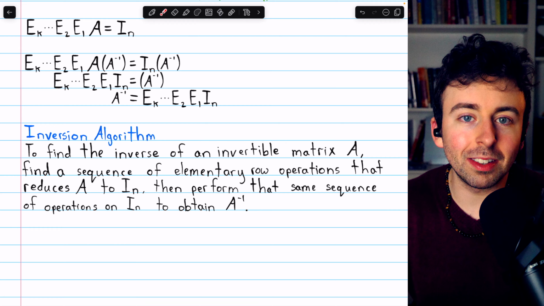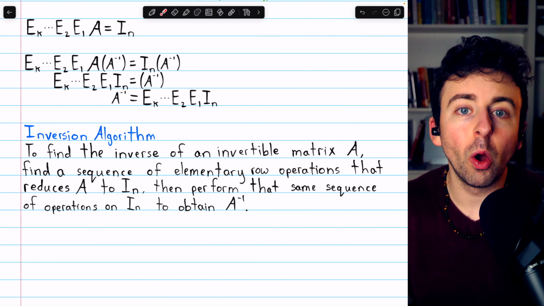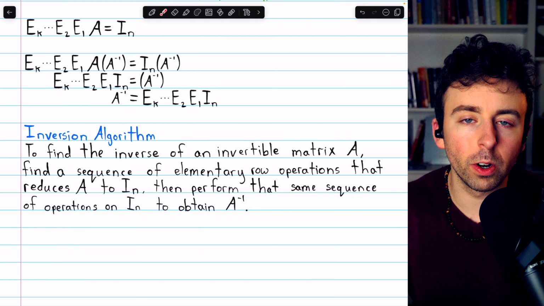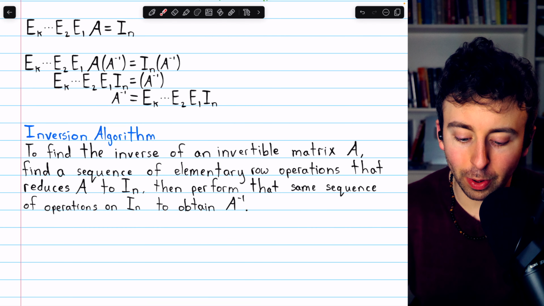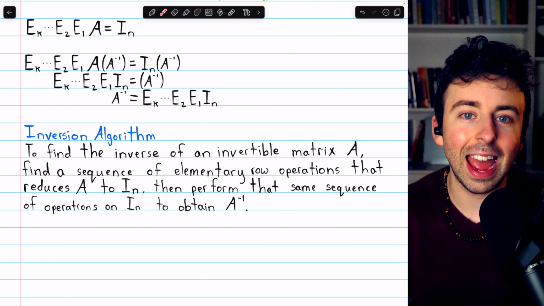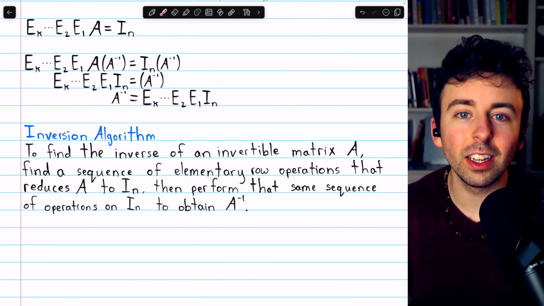Now, there's no reason to separate these two procedures. While we reduce A to reduced row echelon form, we'll perform those same operations on the identity, and thus we will finish with A inverse. Let me show you what I mean with an example.